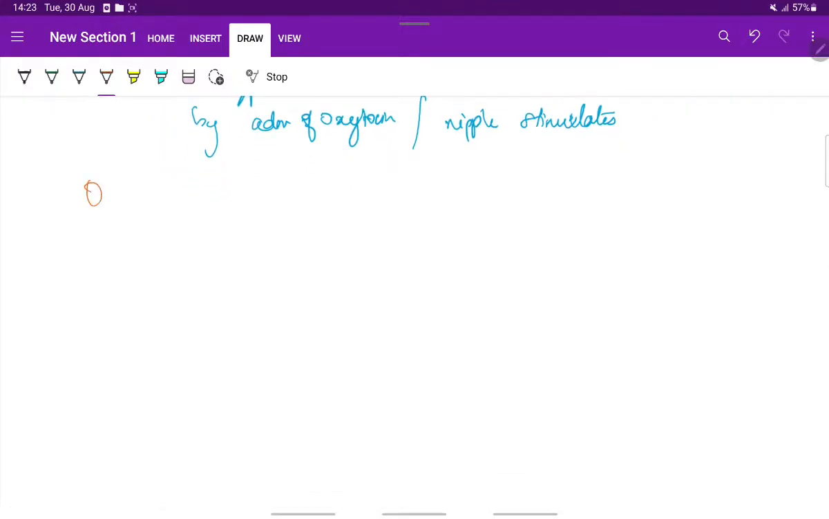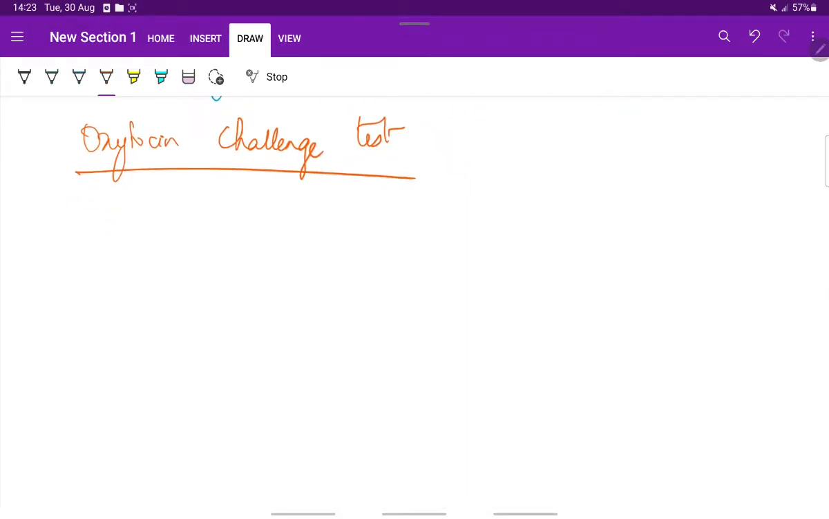So, first, oxytocin challenge test. Here we give intravenous oxytocin and we record the fetal heart rate because oxytocin induces uterine contractions. So, the abnormal test is said to be positive. In the oxytocin challenge test, this shows repetitive fetal heart rate decelerations.